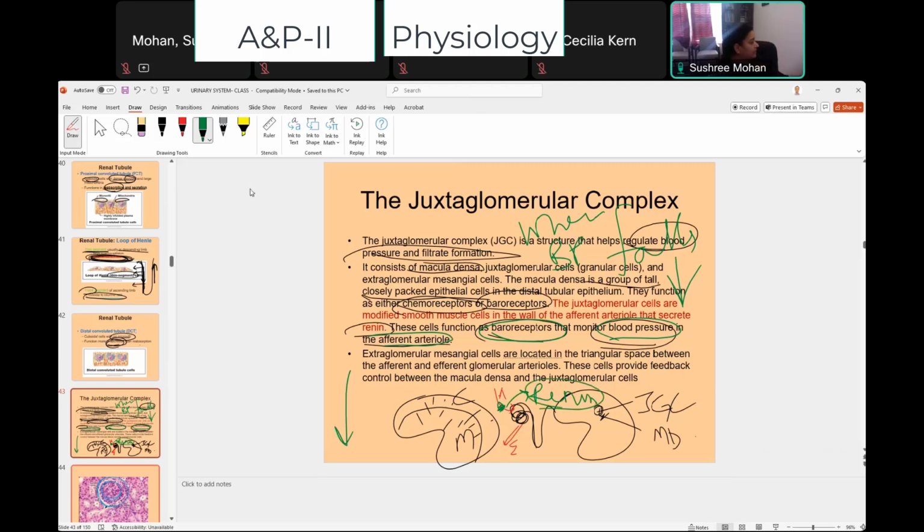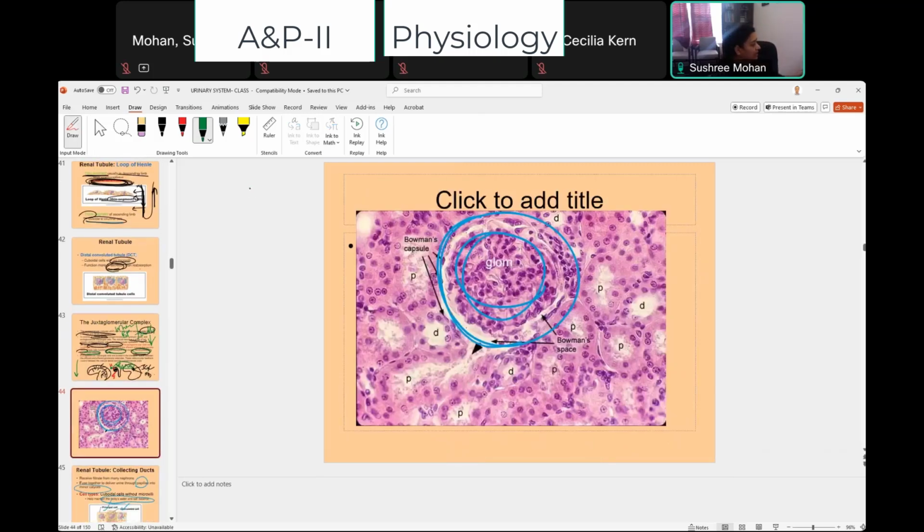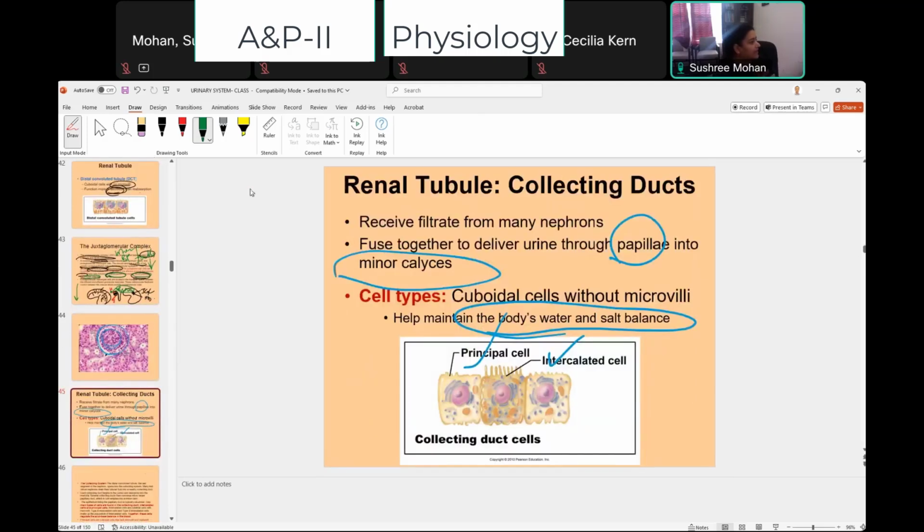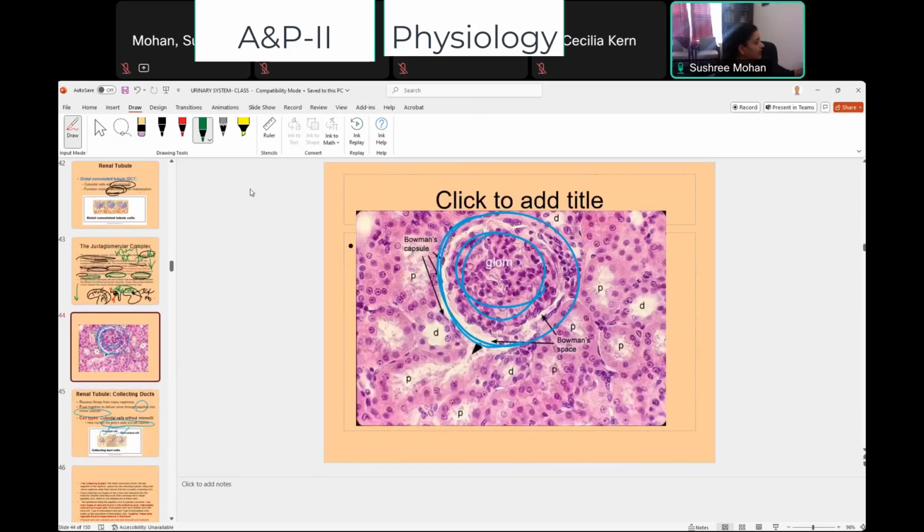This is their location under the microscope. So they will start producing renin.